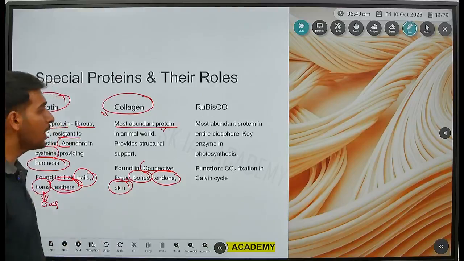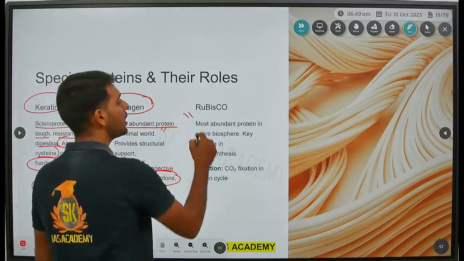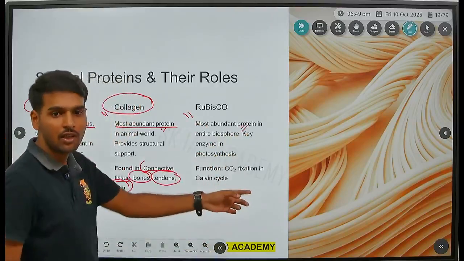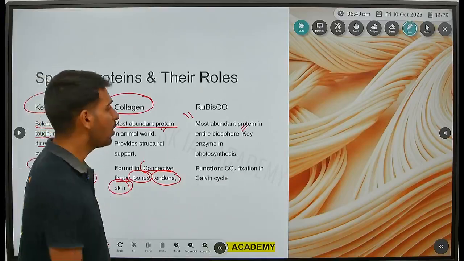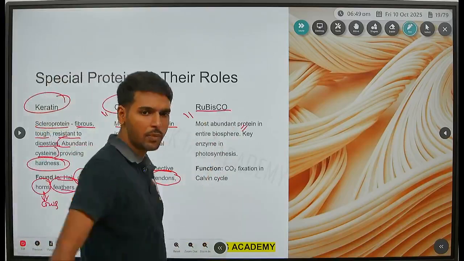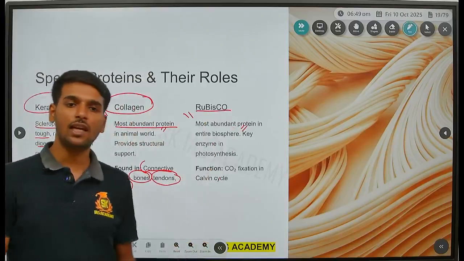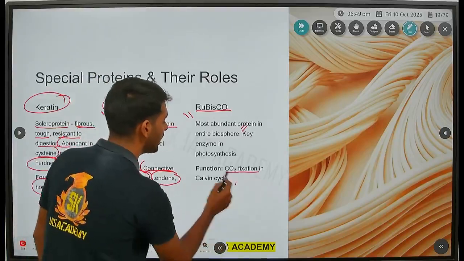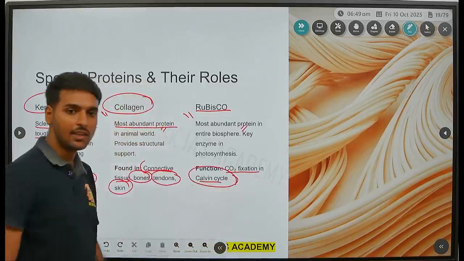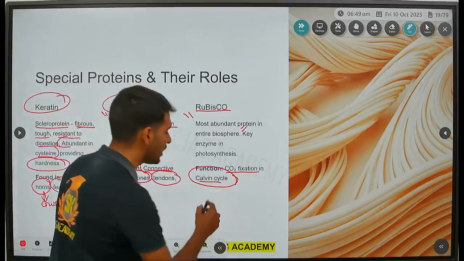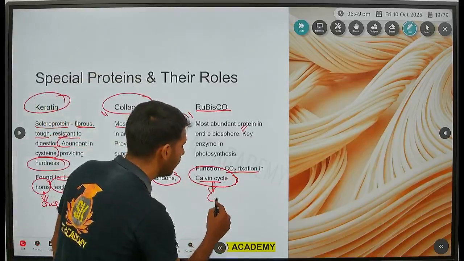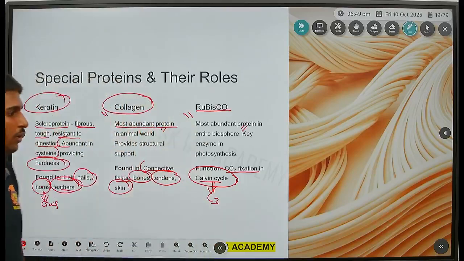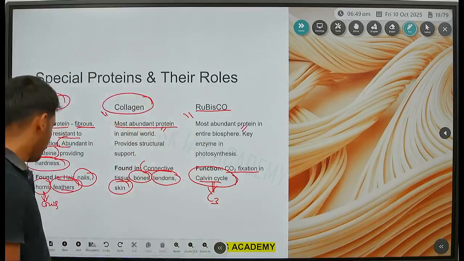Then we have the most abundant protein in the entire biosphere, a key enzyme in photosynthesis. What is it? Ribulose bisphosphate carboxylase oxygenase. CO2 fixation occurs in which cycle, C3 or C4? The C3 cycle, also known as the Calvin cycle. Very important points; you have to take the note.